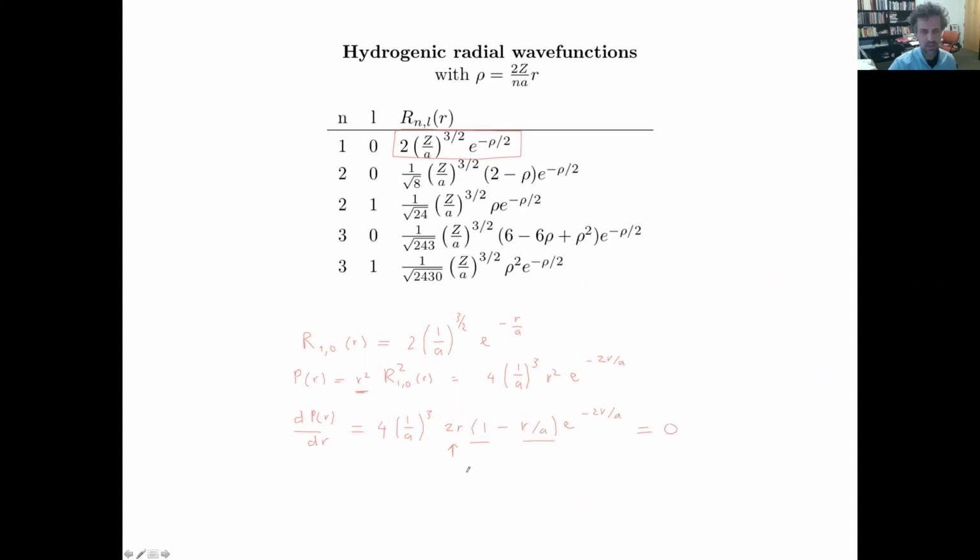This is going to be 0 when R equals 0. That is the origin. That's not the most probable radius. This is going to be 0 when R equals infinity. That is at infinity, which is not what I'm looking for. So I'm looking for this term here. When that term equals 0, I find the most probable radius. And that's easy. That happens for R equals A. Okay, so whenever R equals A, I have the most probable radius.